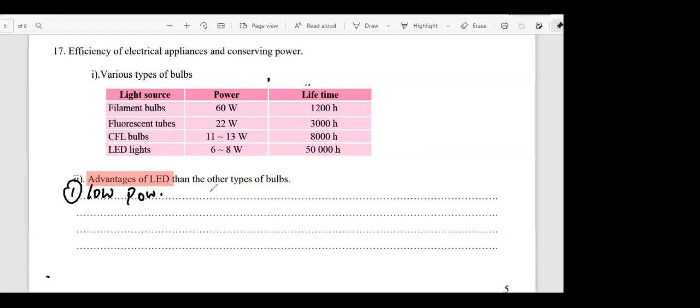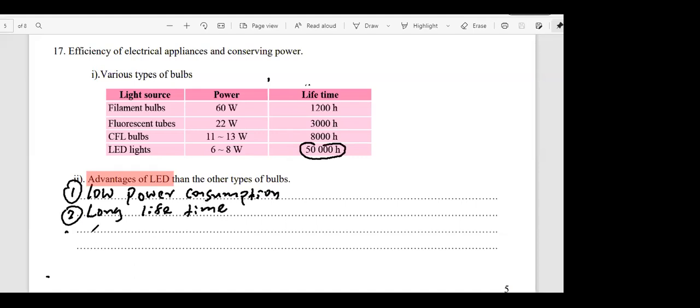Number 2, long lifetime. So look here, 50,000 hours. But it depends on the brand, because sometimes there are low quality LEDs in the market too. Long lifetime. So they give nearly 2 years warranty. But I don't think they will ever give a warranty on a filament bulb. CFL they give about 1 year, but LED they give 2 to 3 years warranty. Long lifetime plus high durability.